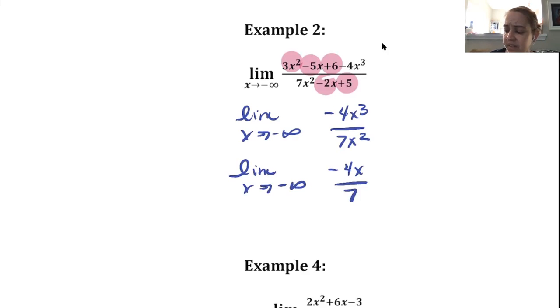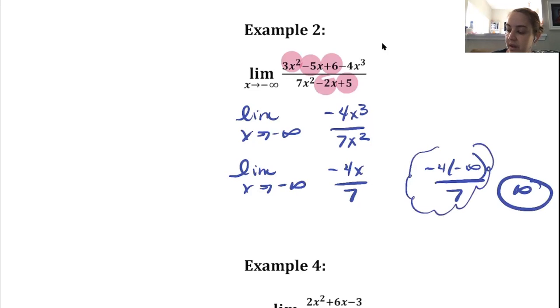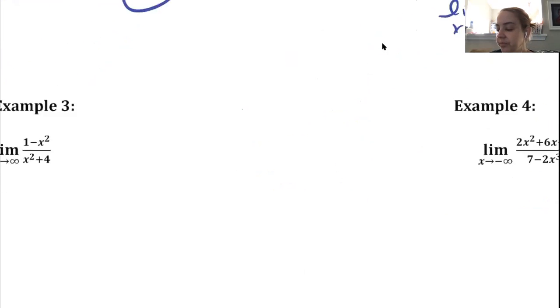Now if I put a negative infinity in place of the x, it's not that it's a number that you can substitute, but you want to watch the signs. So negative 4 times negative infinity would be positive infinity divided by 7 is still positive infinity. So that's the real answer. This is kind of thinking in your head, this step, but your answer is positive infinity. That x power, the exponent in the numerator is greater.